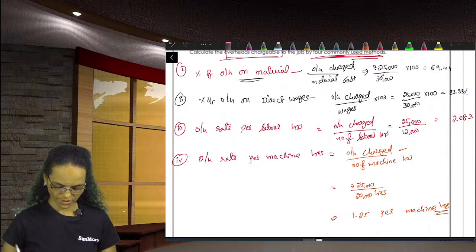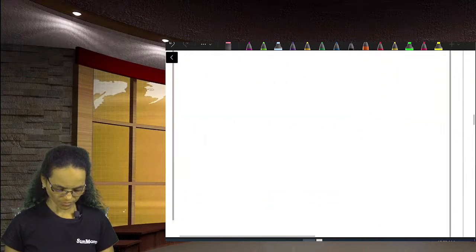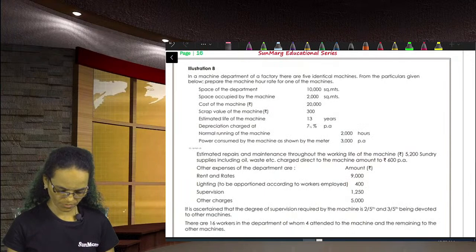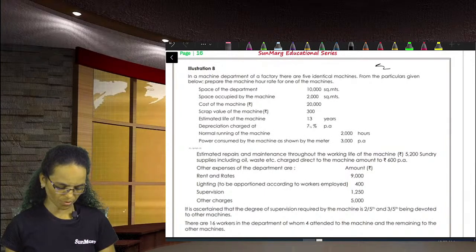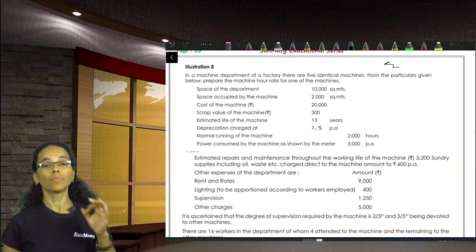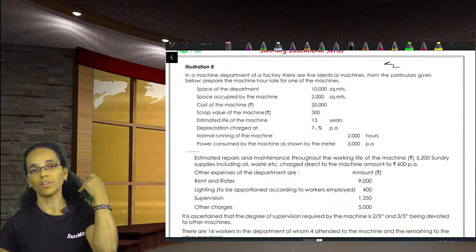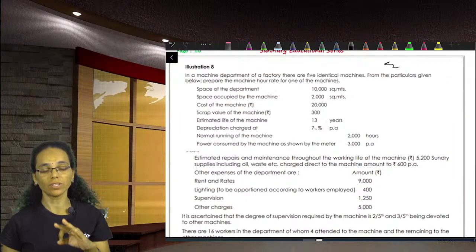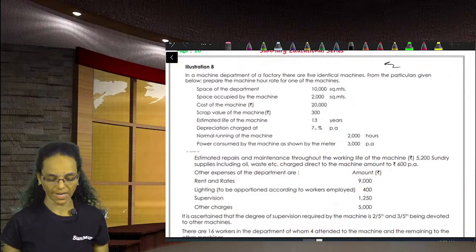Right? We go to the next problem. See, this problem is especially important for CMA Inter as well as CA Inter students. Sometimes this question can be expected with the same numbers for 8 marks.